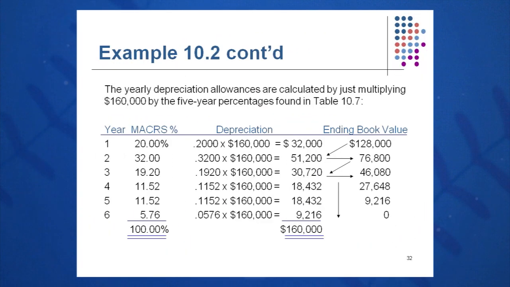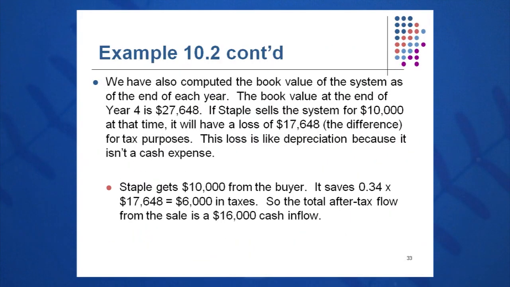Since we're using MACRS, we get the 5-year table, pull it out, 20% the first year, 32% the second year, and so on down the table, and all the MACRS percentages add up to 100%, and then we just simply multiply those percentages times the cost of the equipment, and if I add up all my depreciation amounts, they should add up to $160,000, and they do, and my ending book value will zigzag and wind down to 0. And the question is, what happens if I sell that piece of equipment in year 4?